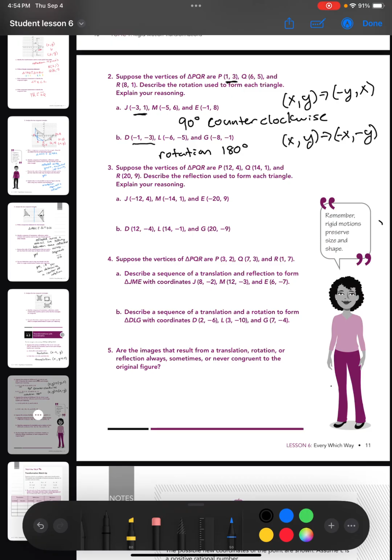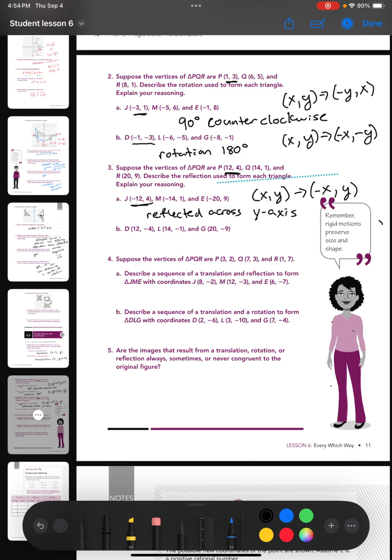So again, let's just check out the first point, try to figure out our rule: (12, 4) to (-12, 4). Well, that looks like we've gone from a rule of (x, y) becoming (-x, y). The x changed negative. If we go to our reflection rules, that tells us reflected across the y-axis. And if we check the other points, you would find the same thing.